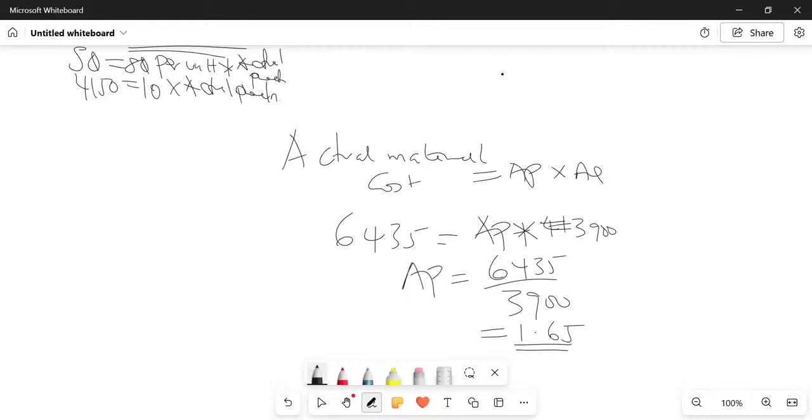The only way you could use is material price variance, and for sure you can get that AP. But why should you go there when you know that if you take total material cost divided by this actual quantity, you get AP? Straightforward. What is the third question?